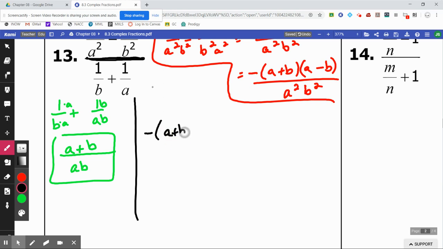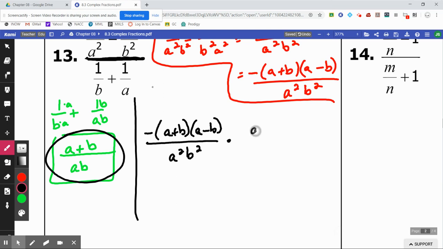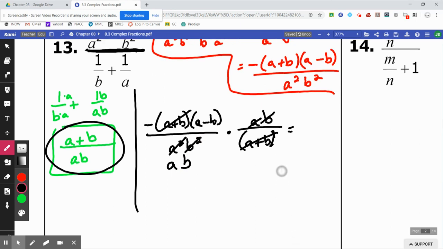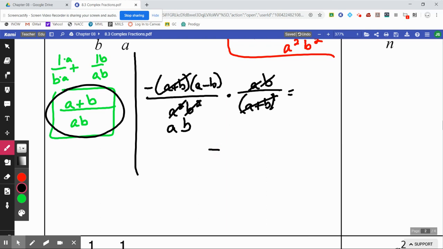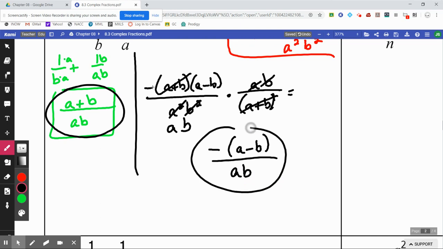Negative a plus b times a minus b over a squared b squared. To divide, you're going to flip the bottom and multiply. So times ab over a plus b, which can be written in parentheses. The a plus b's are gone. The monomials, you have an a on top and an a squared on bottom. Mark it out, subtract it, you're left with an a on bottom. Two b's on bottom, one on top, you're left with a single b on bottom. So what's left over is a negative on top, an a minus b on top, and an a and a b on bottom. There's your final answer.